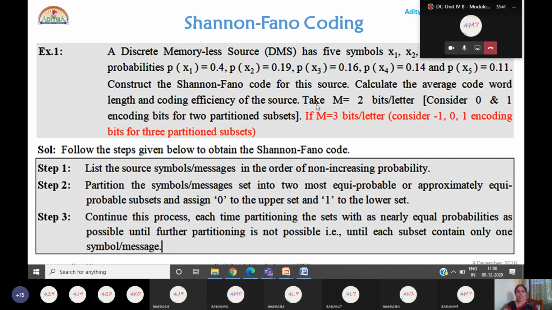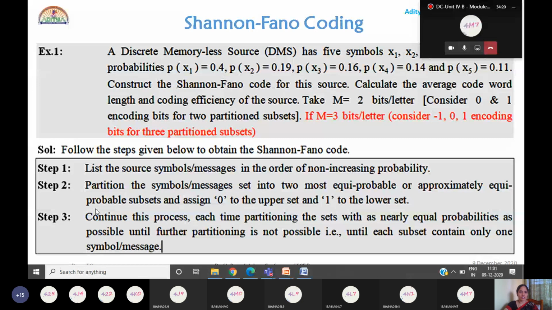Now, here they have given you that m is equal to 2. What is m? It is the number of bits in which you are fitting into one letter. How many bits are present in one particular letter? A group of letters will be transmitted as a symbol. Here you are given 0 and 1 encoding bits for the two partitioned subsets.